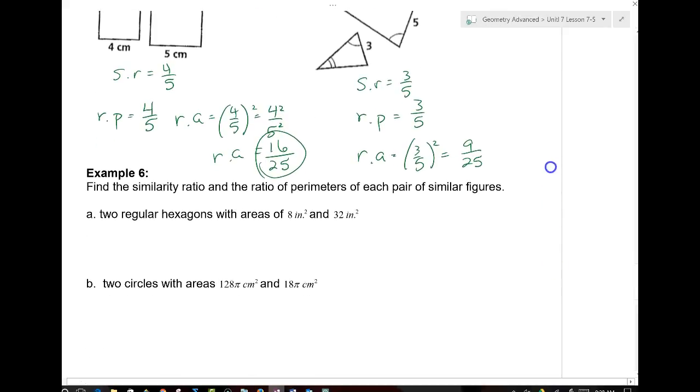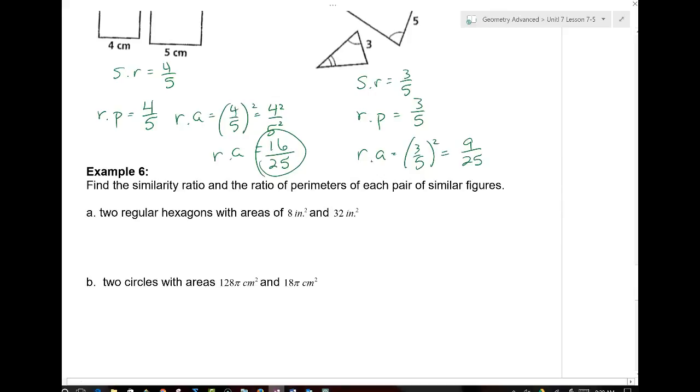Now, be careful. You have to always know where your starting ratio is. You're going to be given one of these three. You just have to be able to go to the other ones. So here it says, find the similarity ratio and the ratio of the perimeters of each pair of similar figures. I have two regular hexagons with the areas of 8 square inches and 32 square inches. So what am I given here? I'm given the fact they're similar, but I'm given what? Area, similarity ratio, or perimeter? Area.